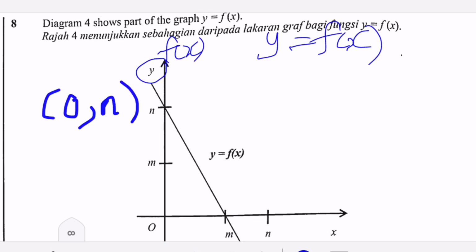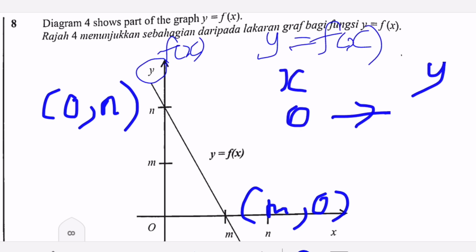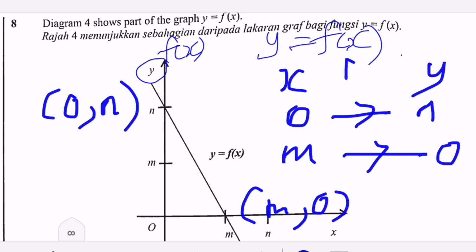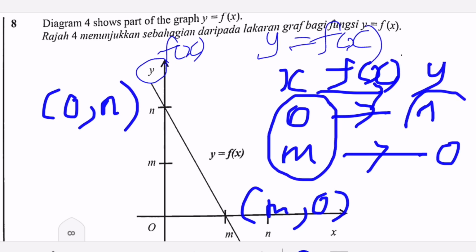Now we write down the ordered pairs for the object and image. We have one pair where x is 0, y is n. x is the object, y is the image. So we list out like this in an arrow diagram. Your object is 0, your image is the y value, which is n. Then another pair: m is the object and the image is y, which is 0. We use an arrow diagram to help us understand. This is one example whereby the objects are 0 and m, and the images are n and 0.